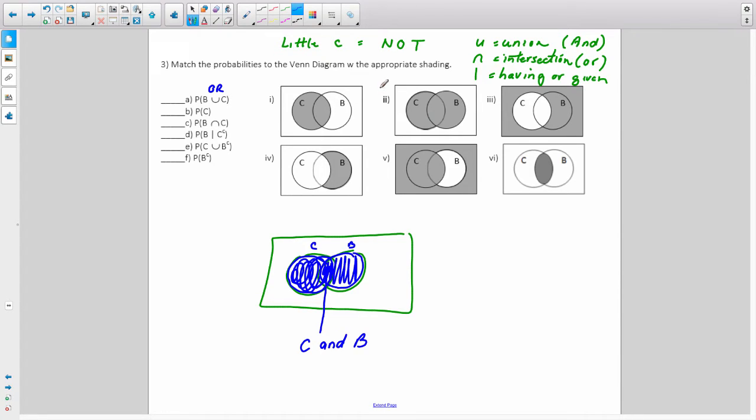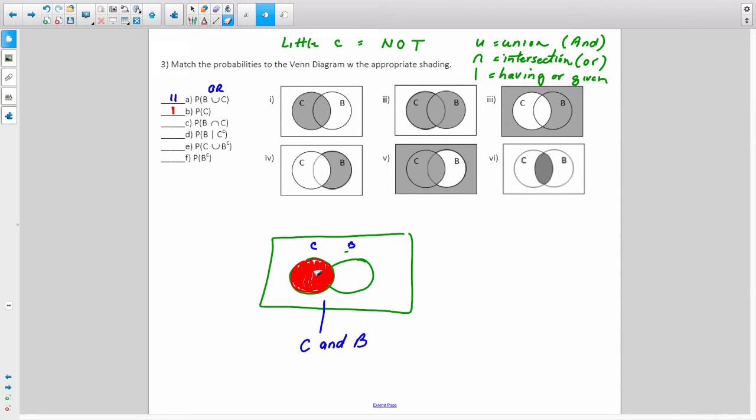So where do we see this shaded? Right here in number 2. Okay, the probability of C. So the probability of C would be like this. Everybody in C. Even if they're overlapping the B right there, that's okay. If they're living there, they are definitely a C. They might also be a B, but that's okay. As long as they're a C, we are interested. So for question B, let's see where we can find a match. Bam, number 1. There you go.